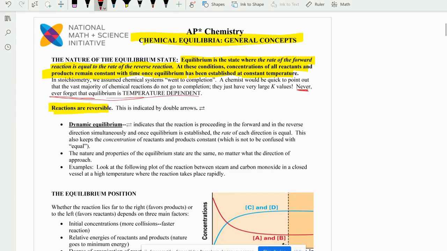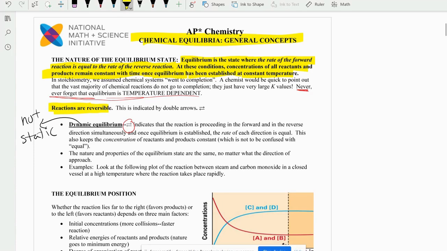Okay. So let's talk about what dynamic equilibrium is. The word dynamic in itself means it's constantly moving or it's not static. It doesn't remain as is. It's changing, right? Dynamic means changing. So what is dynamic equilibrium? Well, again, these double arrows are going to indicate to you that the reaction can proceed in the forward and in the reverse simultaneously. And eventually, equilibrium will be established in that reaction.